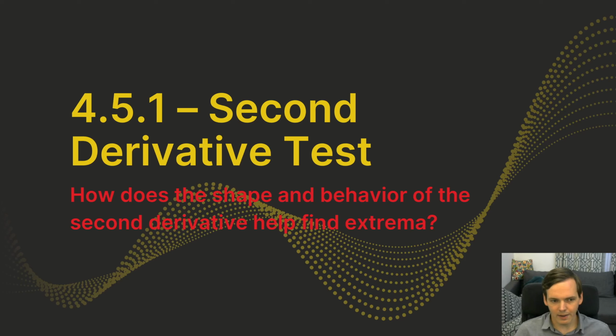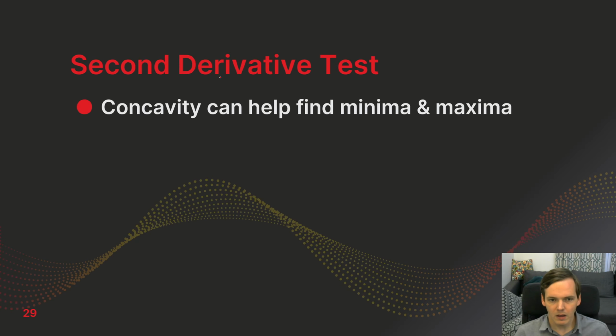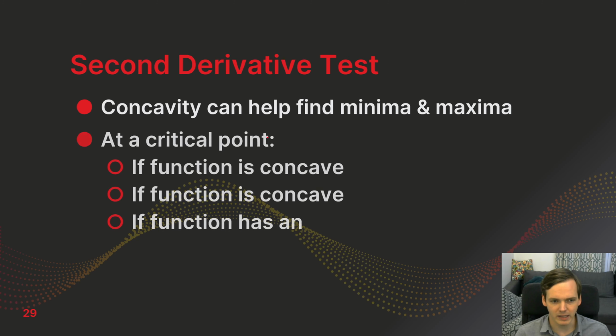So we've already looked at the first derivative test for finding extrema, minima, and maxima, and now we're going to look at the second derivative test, which will find the same sorts of things, but using the second derivative. The idea behind the second derivative test is that we're going to use concavity to help us find the minima and the maxima.